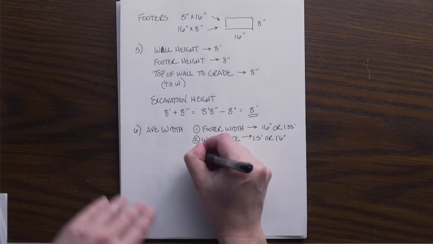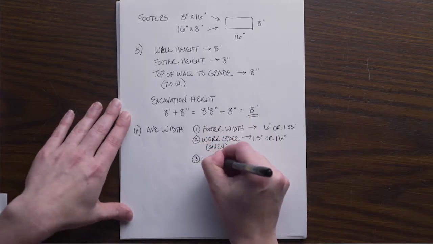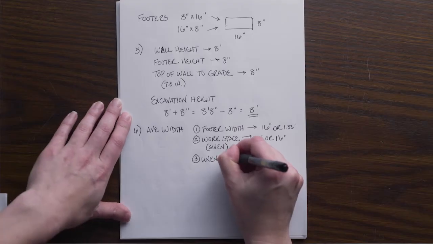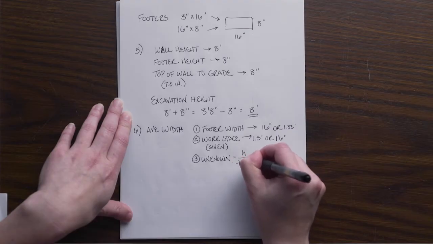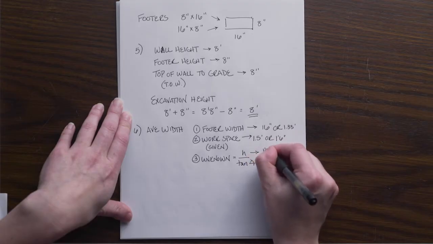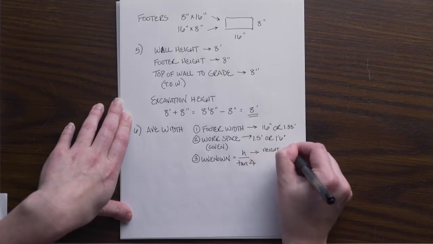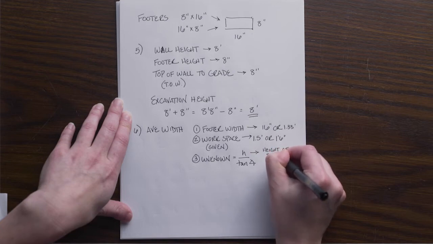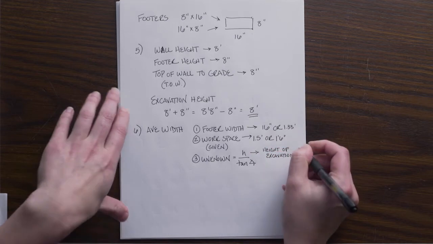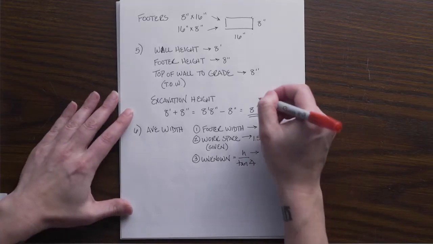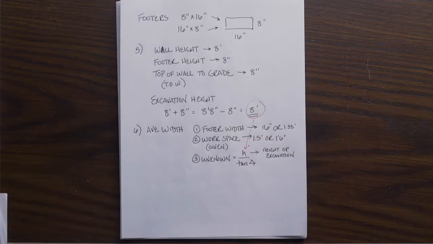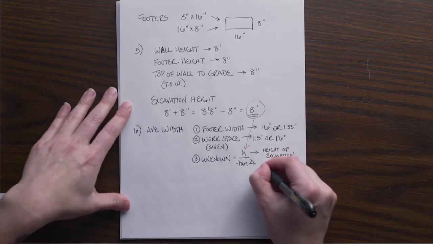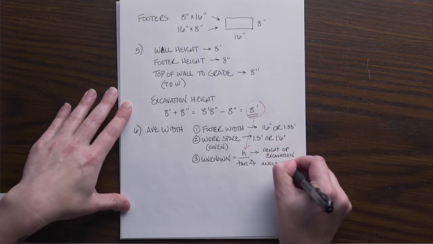The last one is our unknown. H over tan, or tangent of your angle. Height, that is going to be your height of excavation, not your height of wall. So again, we need to make sure that we're always paying attention. It is the one we just calculated. That is what will be our height. Tangent of your angle, that is your angle of repose.